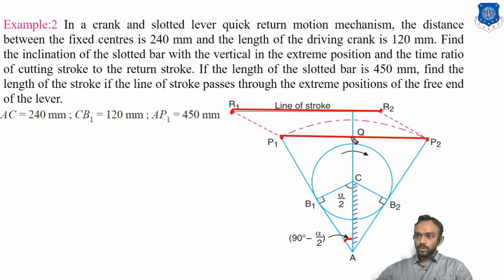So what we can do is consider this triangle. We will find this P1 Q, multiply by 2, which is equal to P1 P2, and P1 P2 is equal to the line of stroke R1 R2. So first of all, considering this triangle A Q P1, we will find P1 Q multiplied by 2, equal to P1 P2. Okay, let's start.